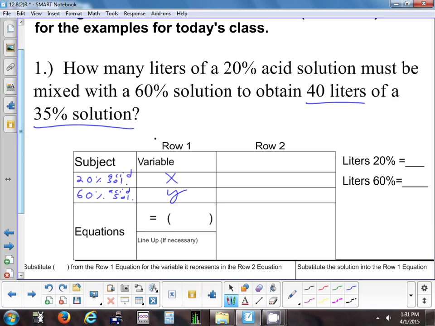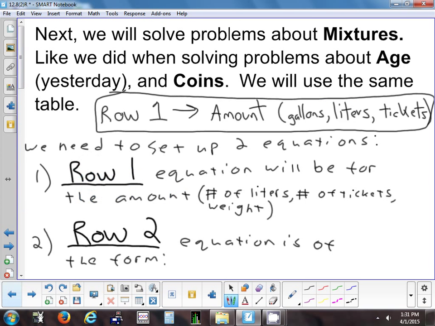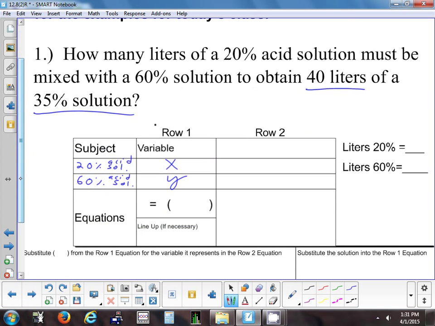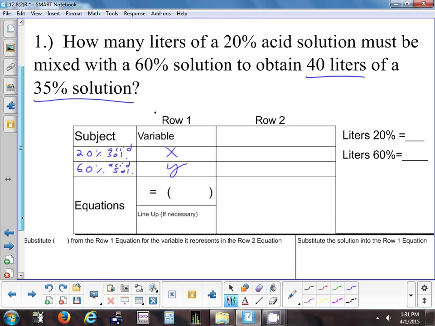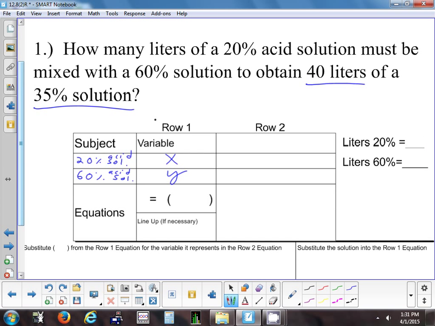Okay, now our first equation. I said it's going to be for the total amount. How much of the stuff do we have? So guys, in this problem, what's the unit of measure, like inches? Liters, right? How many liters, KJ? 40. 40 liters. Look for those key words, like Mr. Hager said earlier. Tickets, gallons, whatever numbers attached to that is your overall amount, okay? So it'd be X plus Y equals 40.